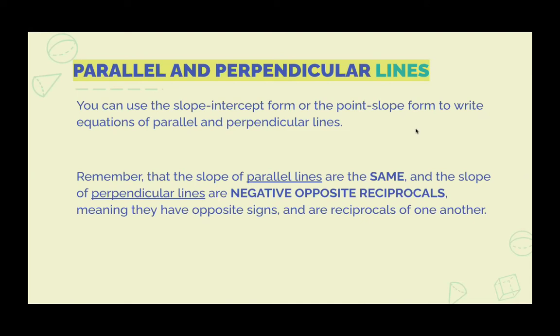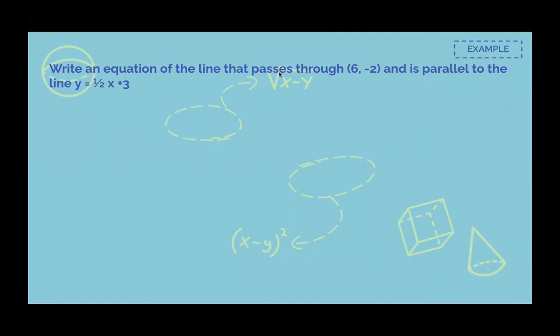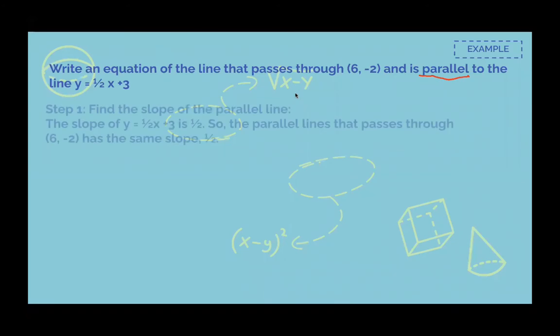Let's take a look at our very first one. We're going to write an equation of a line that passes through (6, -2) and is parallel to the line y equals 1/2 x plus 3. Now, the very first thing we want to do is find the slope. We're writing an equation of a line that is parallel, so we know that the slope is going to be the same. Since the line is y equals 1/2 x plus 3, we see here that the slope is 1/2. So we know that our slope is also going to be 1/2.